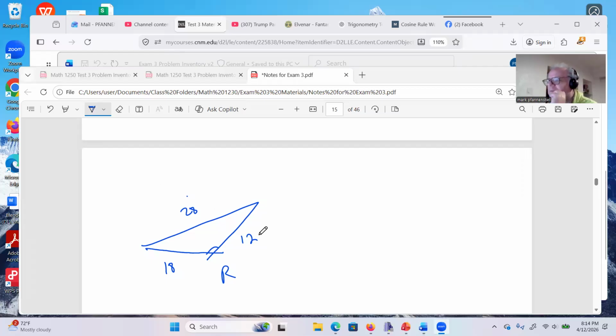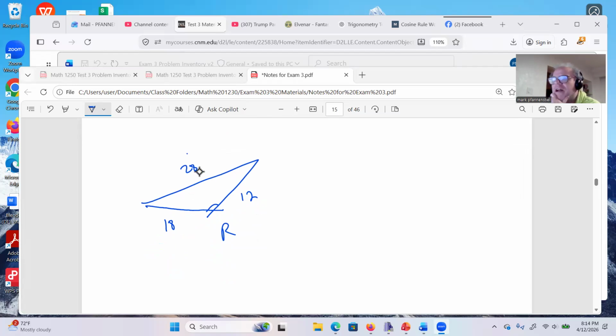All right, good evening. Welcome back to trigonometry. We are looking at doing a law of cosines problem where we have to figure out the measure of angle R. And it's going to say something like compute this to the 100th degree. Okay, so we're going to do two decimal places in degrees.